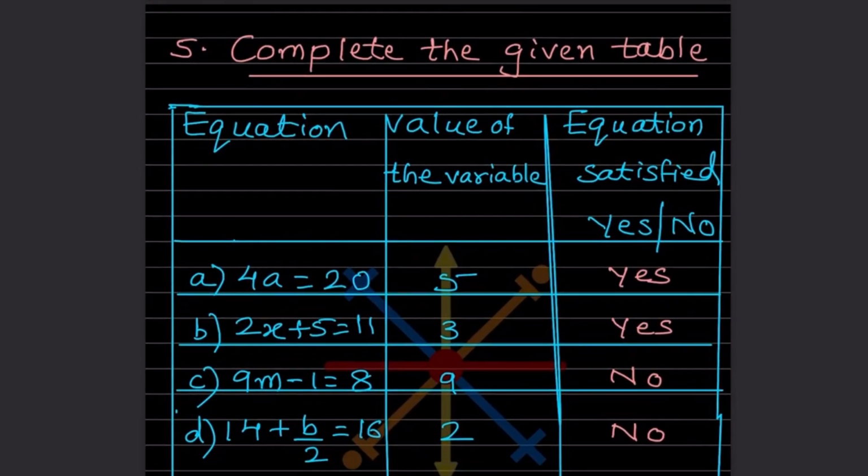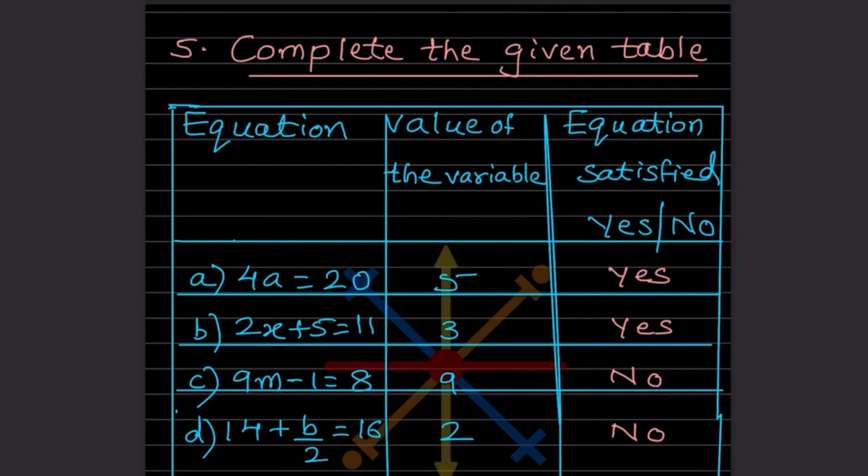Next question says that complete the given table. So here what happens now, just look carefully at it. The equation is given, a value of the variable is given and we have to say whether this equation is satisfied, yes or no. Okay, so we cannot do it directly but we have to solve this equation now.